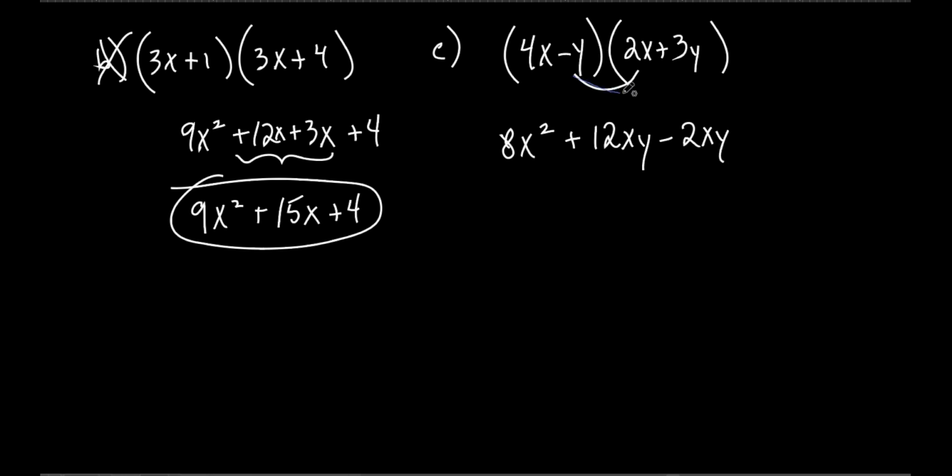Let's do the last. Okay. Negative y times positive 3y. So negative times positive is negative. This is a 1 times 3, which is 3. Y times y, which is y squared. Don't forget the square. One more step and you're done.